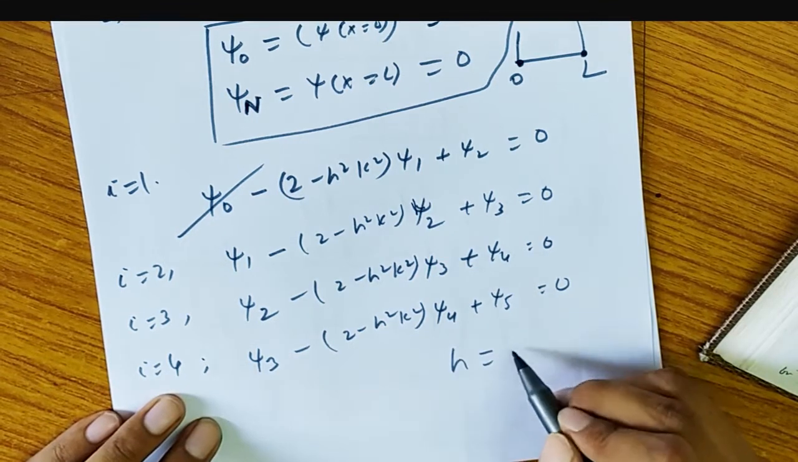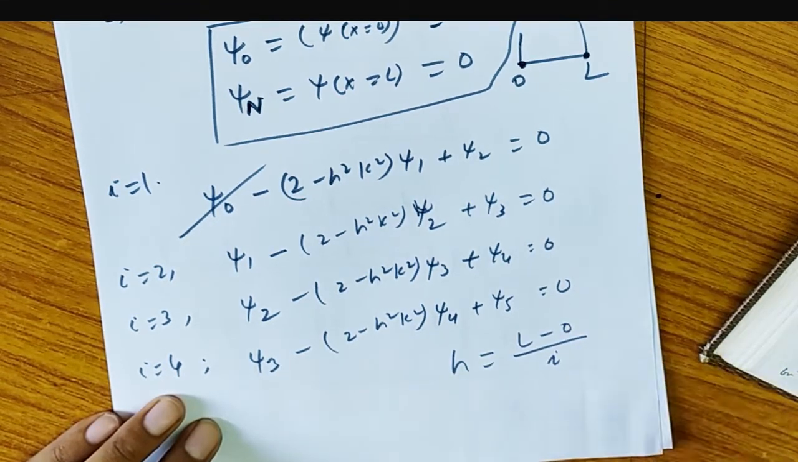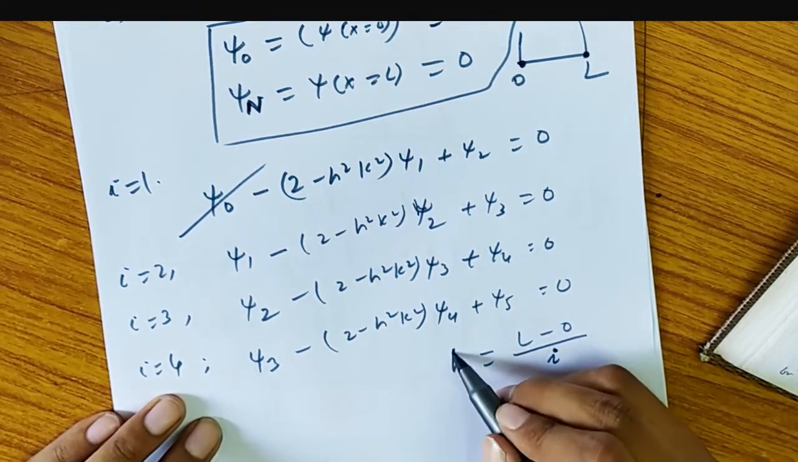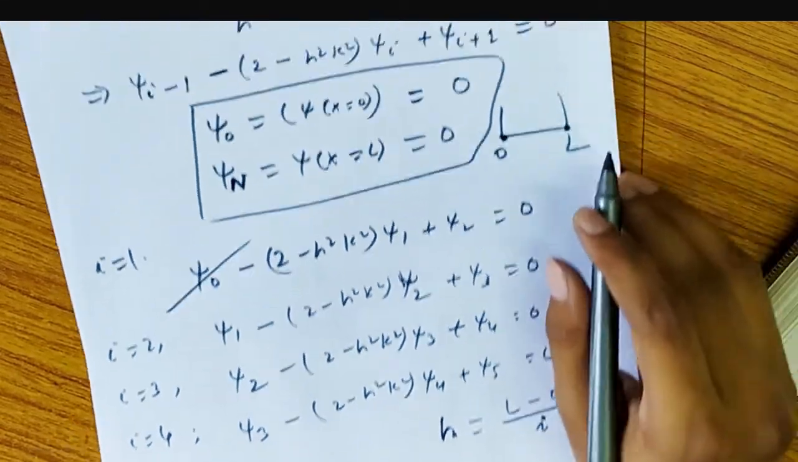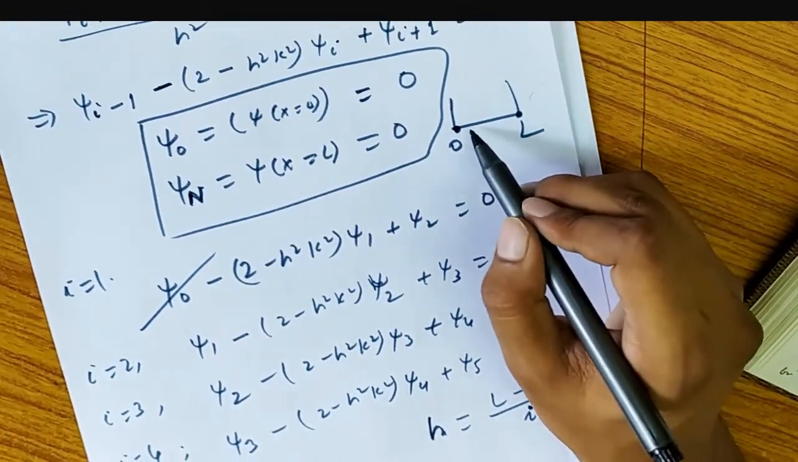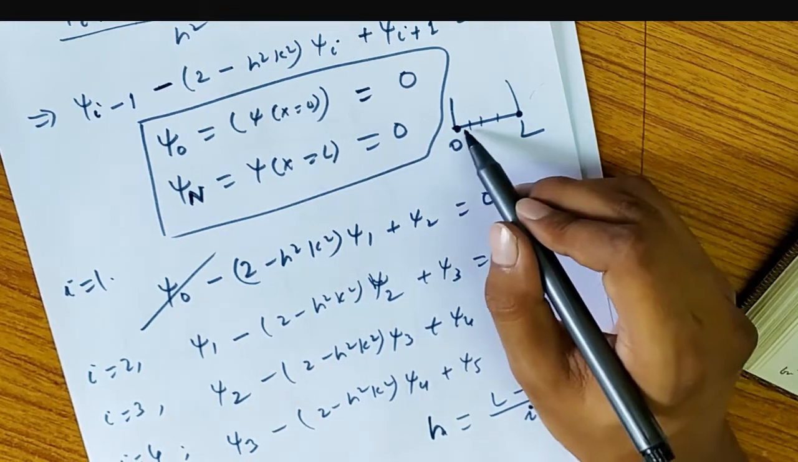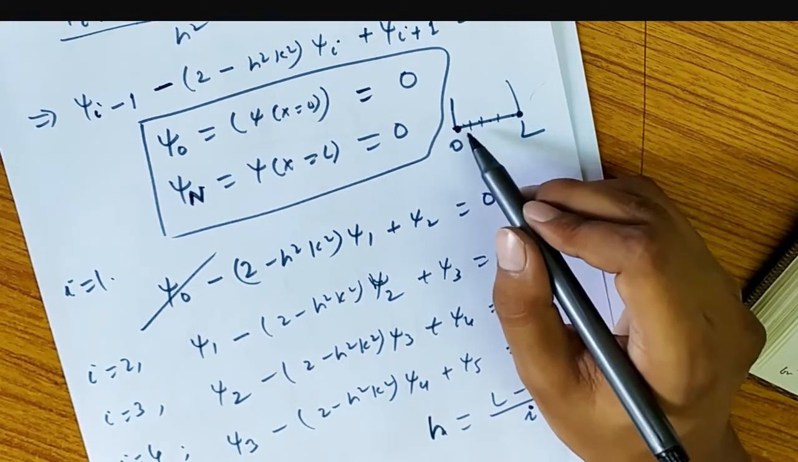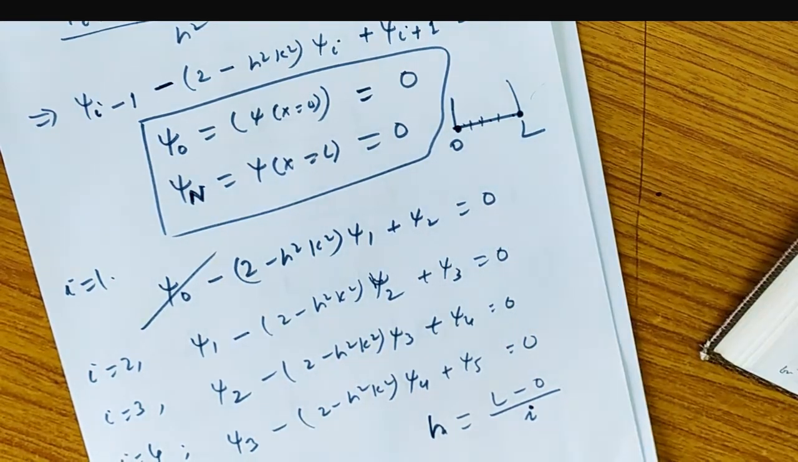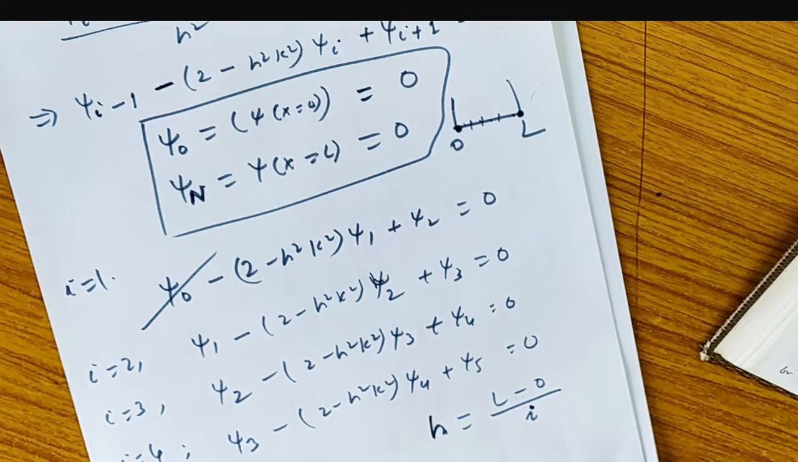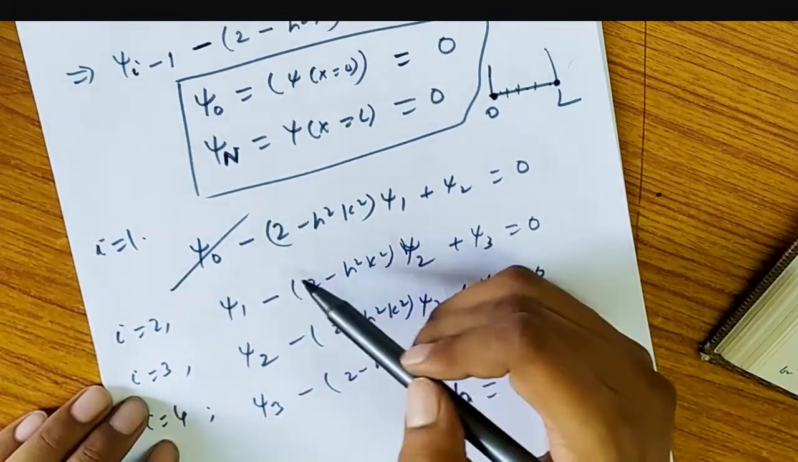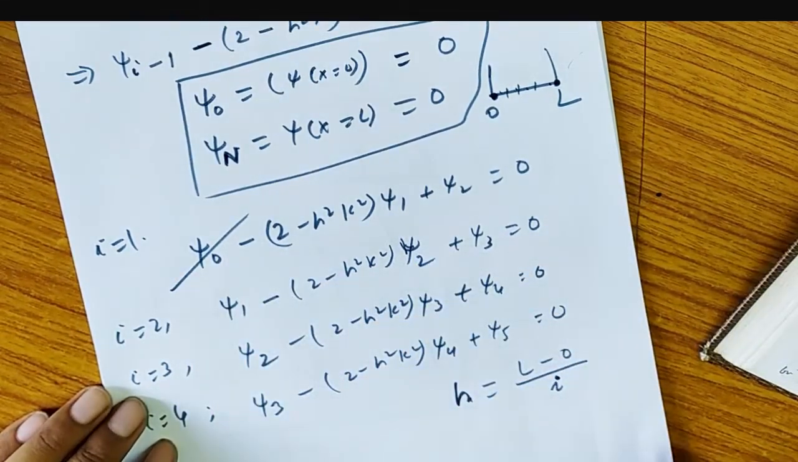So h is defined as L minus 0 divided by this i. How is your step function related to this length 0 to L? It means where I want to divide this length. I am dividing it into 4 parts, like 1, 2, 3, 4. I can divide it into n parts also, for example 10 parts, suppose L by 10 or L by 12. So the equations will be 10 or 20 or 30 or 50.